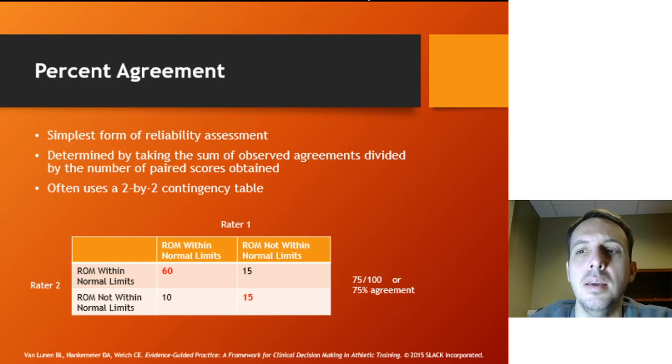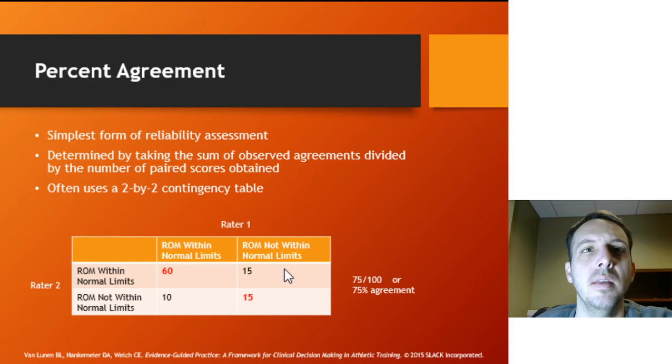And so as you interpret this, this is rater 1, this is rater 2 here. If rater 1 classified them as within normal limits and rater 2 classified them as within normal limits, we have agreement, right? And so these red are agreements. Basically, this means that they agree. Not within normal limits, not within normal limits. These numbers here in black are the disagreements, right?